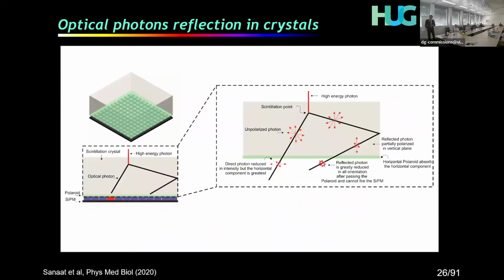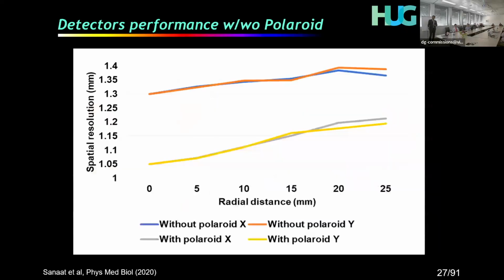So we use the same strategy in the detectors. You can see here we have a monolithic crystal, and we put a layer of polarizer between the crystal and the SiPMs. When a high energy photon enters the crystal, two scenarios can happen. The first scenario is when the optical photon comes directly toward the SiPM. In this case, it is unpolarized, and after passing through the polarizer, it can become vertically polarized. While when it reflects from the surface, it becomes horizontally polarized, and it cannot pass through the polarizer.